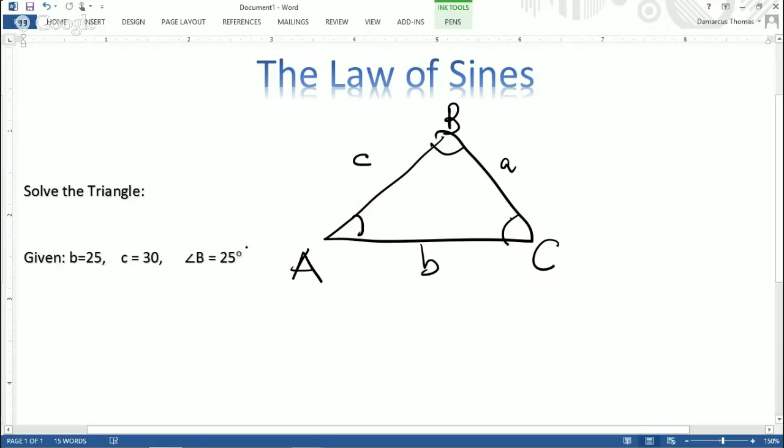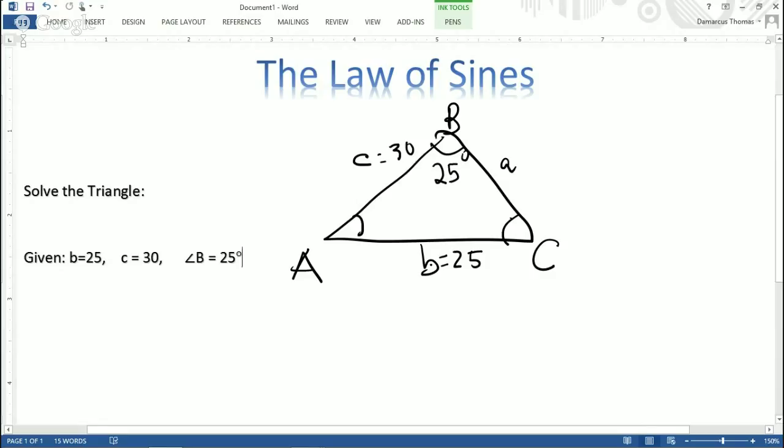Now what we know is little b is 25, and we also know that this length from B to A is 30. That's little c. And what we need to do is find A and eventually also find the other two angles. So we know angle B is 25 degrees.